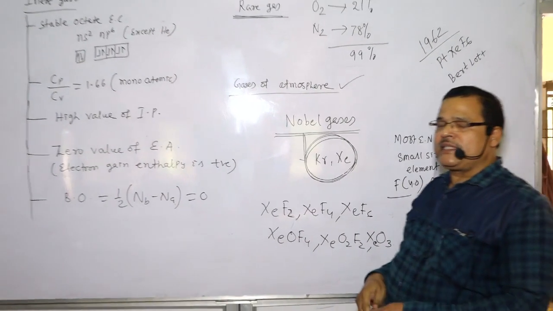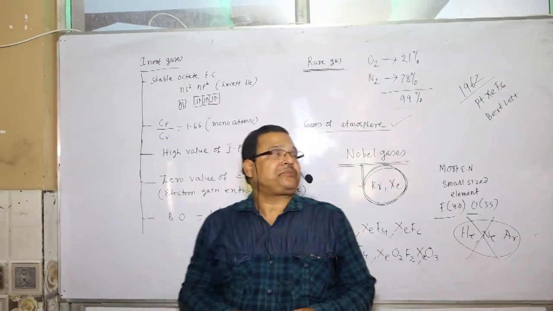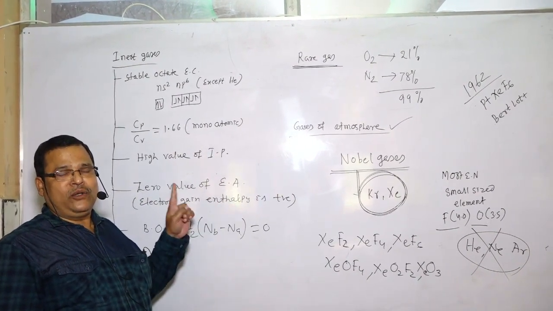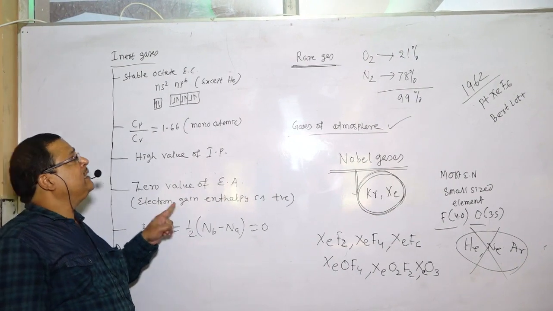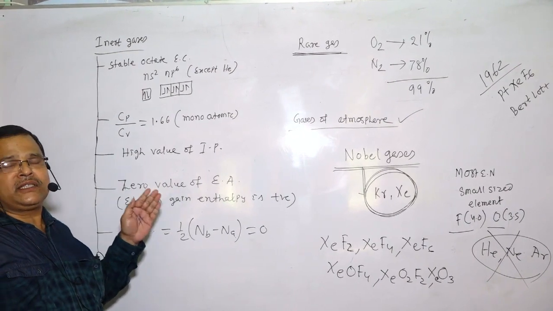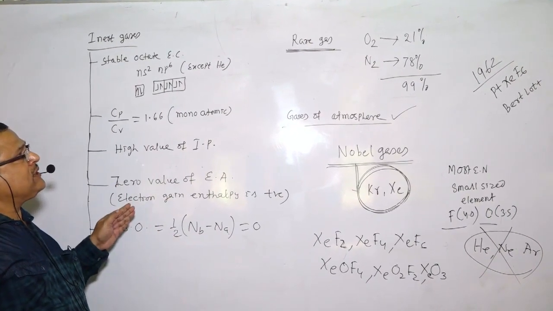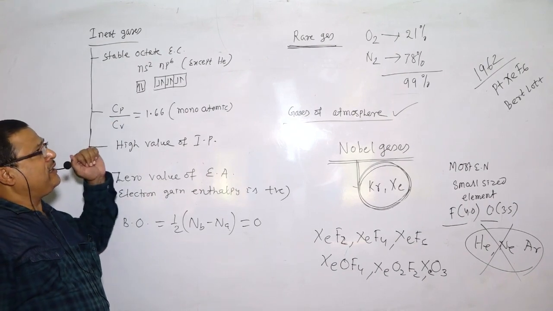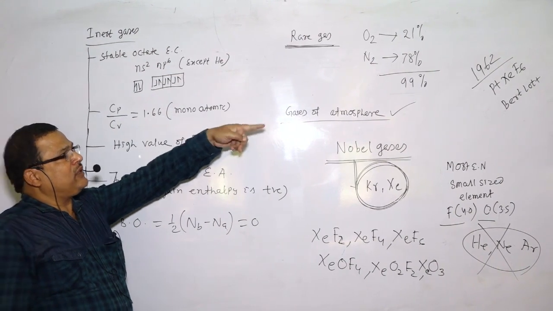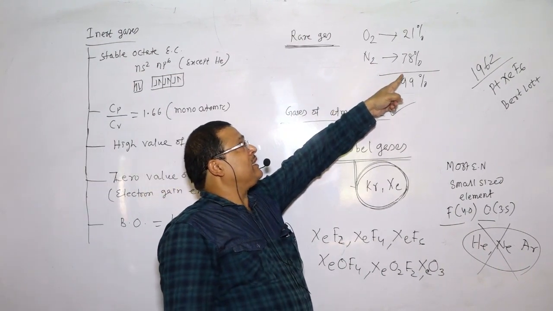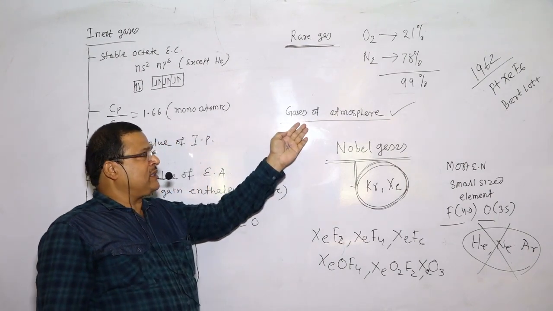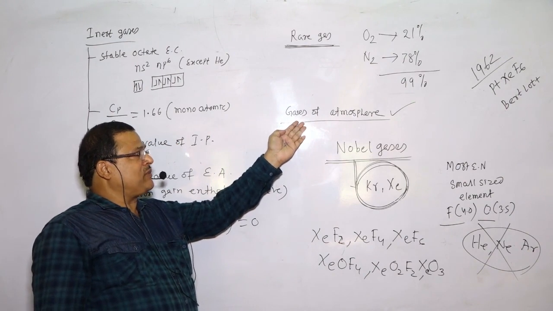So today we have briefly discussed the elements helium, neon, argon, krypton, xenon, radon, their electronic configurations, and the uses of helium, neon, argon, krypton, xenon, radon, and why different terms have been used for these group 18 elements. Why are these rare gases? Because they are present in the atmosphere in very little amount, even less than carbon dioxide, which is 0.03%. These gases are less than 1%. They are gases of the atmosphere because they are present along with the atmospheric gases.